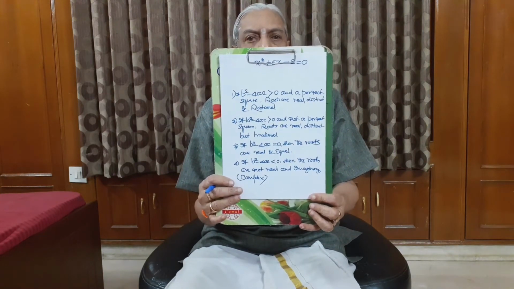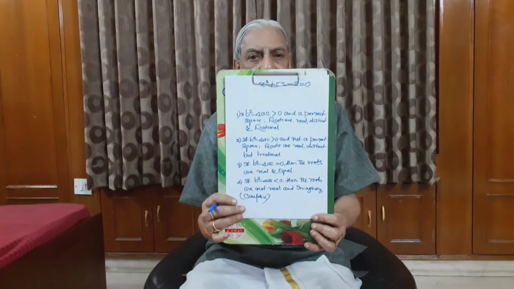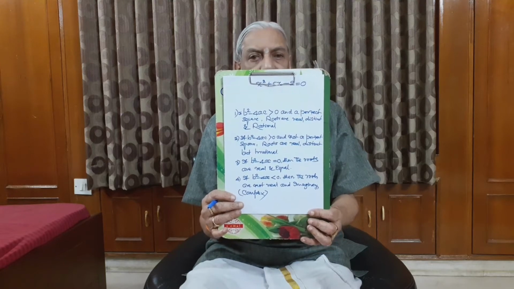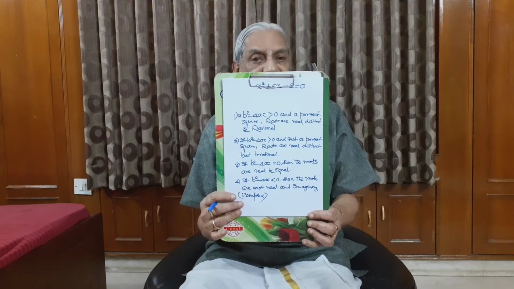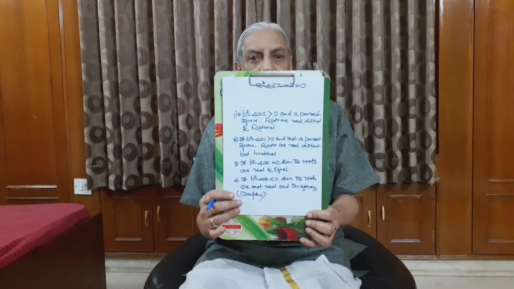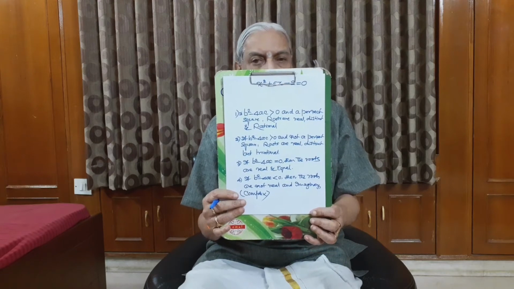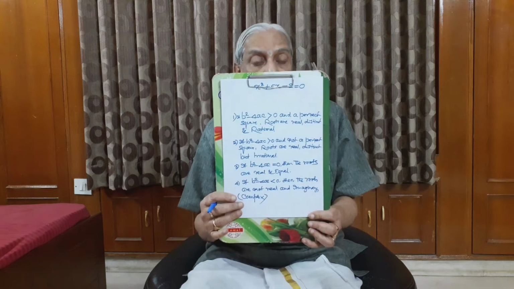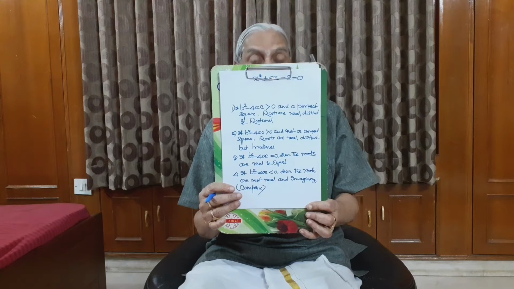If b square minus 4ac, that is called the discriminant. If the value of the discriminant, that is if b square minus 4ac is greater than 0 and a perfect square, then the roots are real, distinct and rational. I repeat once again, if b square minus 4ac is greater than 0, then the roots are real, distinct and what? Rational, and it should be a perfect square.